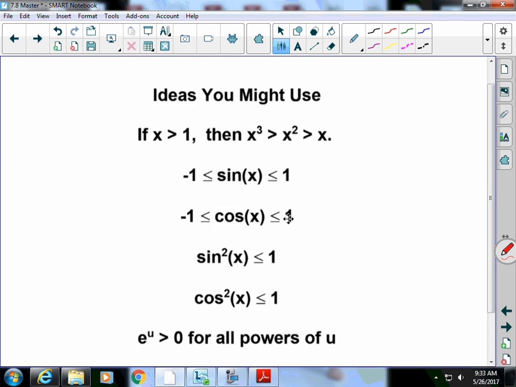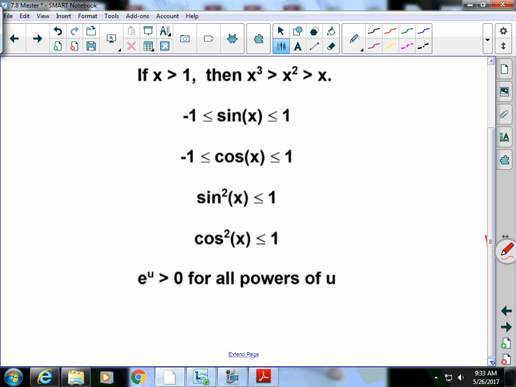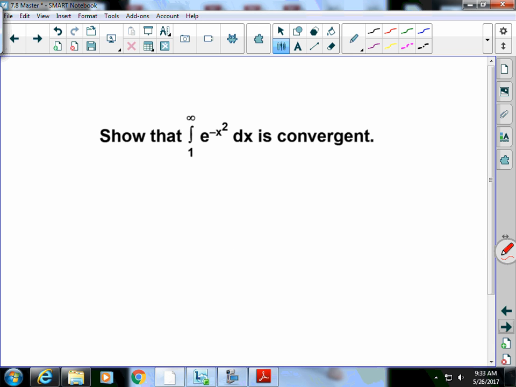And then e to the u is greater than 0 for all powers u. Because e to the u looks like this, so it never gets negative. The value approaches 0 when it goes to the left. So let's look at this problem.